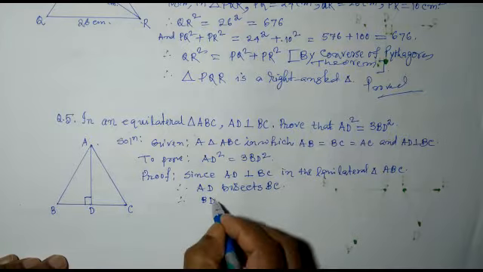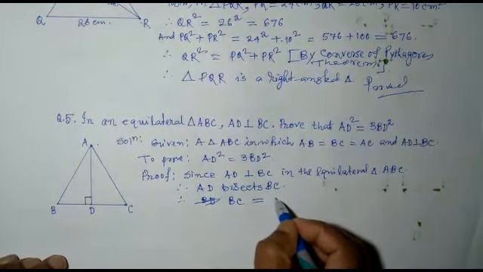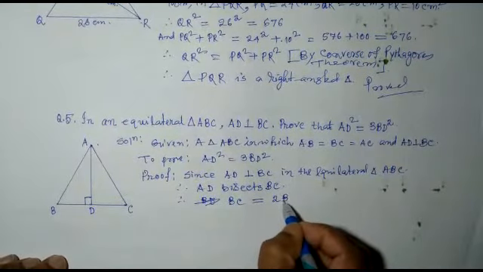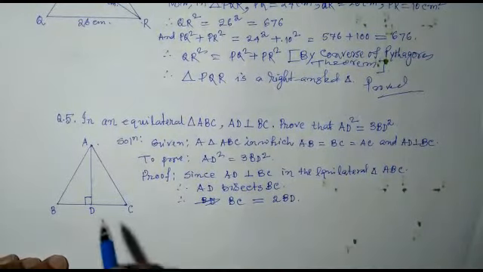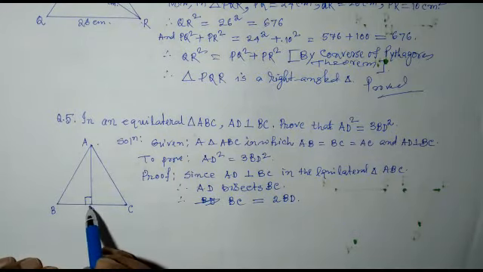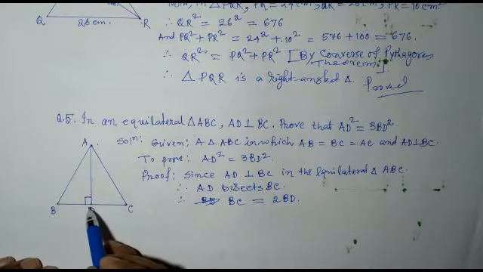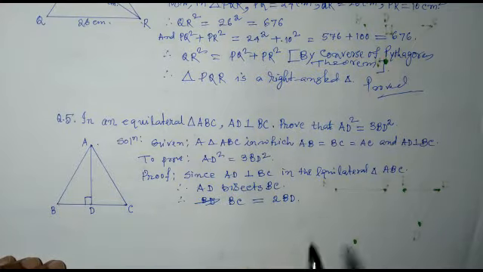So we can write BC is equal to twice BD. We have to understand here, if AD bisects BC, we can say BD is half of BC. That means BC will be twice BD. This point we have to remember.